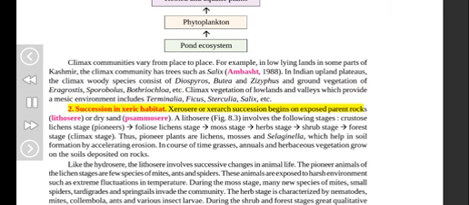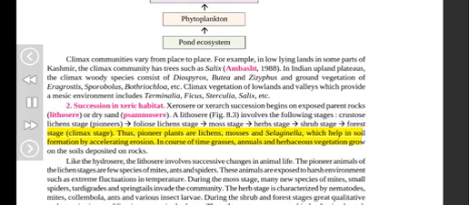2. Succession in xeric habitat. Xerosere or xerarch succession begins on exposed parent rocks, lithosere, or dry sand, psammosere. A lithosere, figure 8.3, involves the following stages: crustose lichen stage, pioneers, foliose lichen stage, moss stage, herb stage, shrub stage, forest stage, climax stage. Thus, pioneer plants are lichens, mosses and Selaginella, which help in soil formation by accelerating erosion.